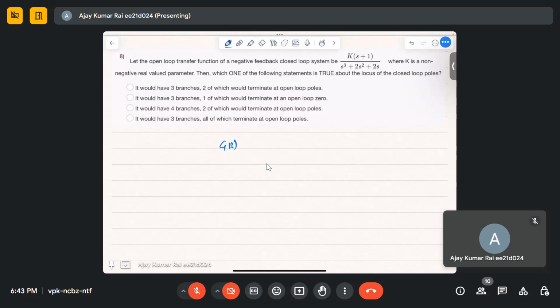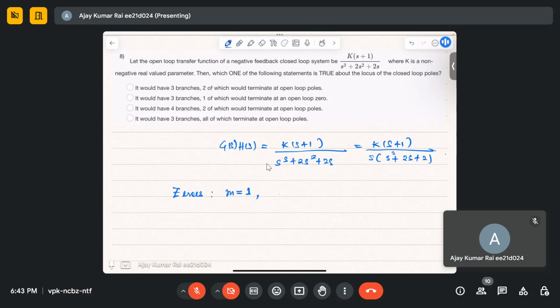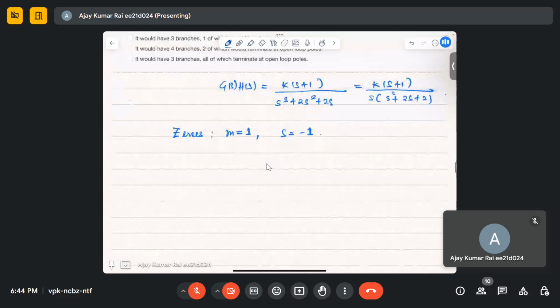Let's first plot the root locus. GSHS is given: k into s plus 1 over s cube plus 2s square plus 2s. So it can be written as, taking s common from the denominator, s into s square plus 2s plus 2. So what can we say about the zeros? We have m equal to 1, right? Only one zero we have, and that is at s equal to minus 1.